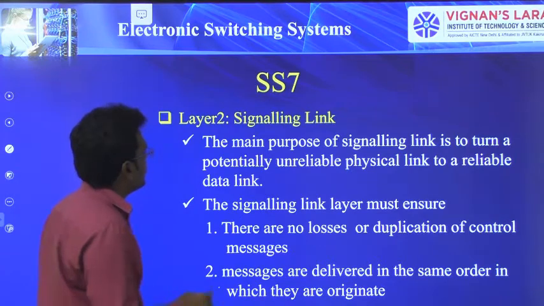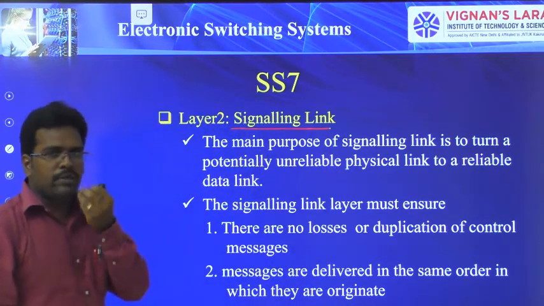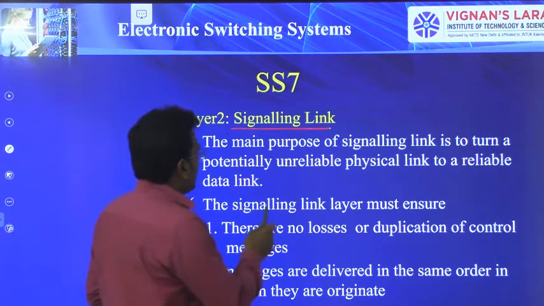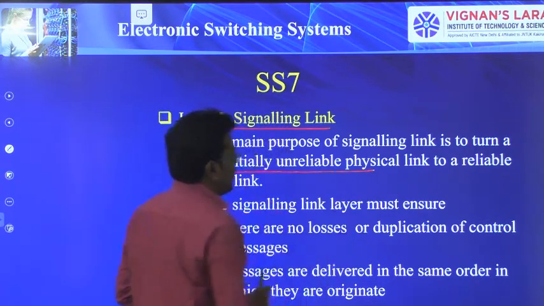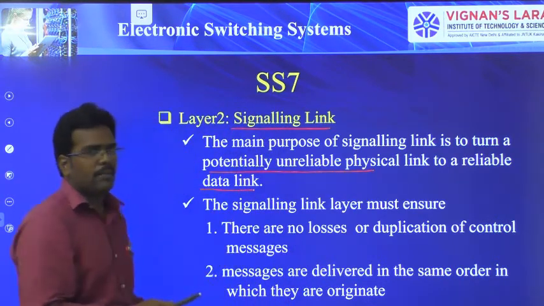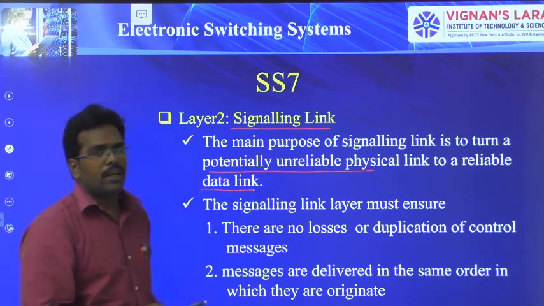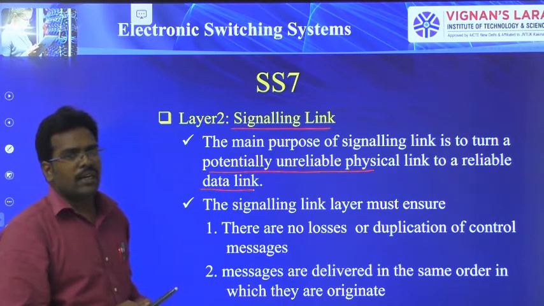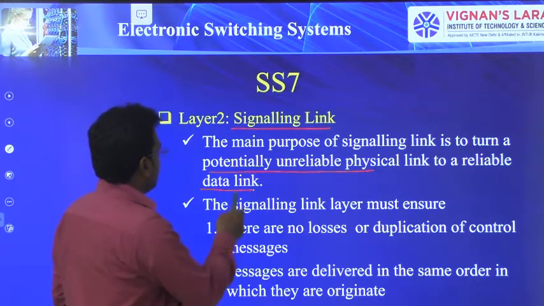And the next layer is signaling link. Generally the main use of signaling link is to convert a potentially unreliable physical link into a reliable data link. The main purpose of the signaling link is to turn a potentially unreliable physical link into a reliable data link. That's the first thing.